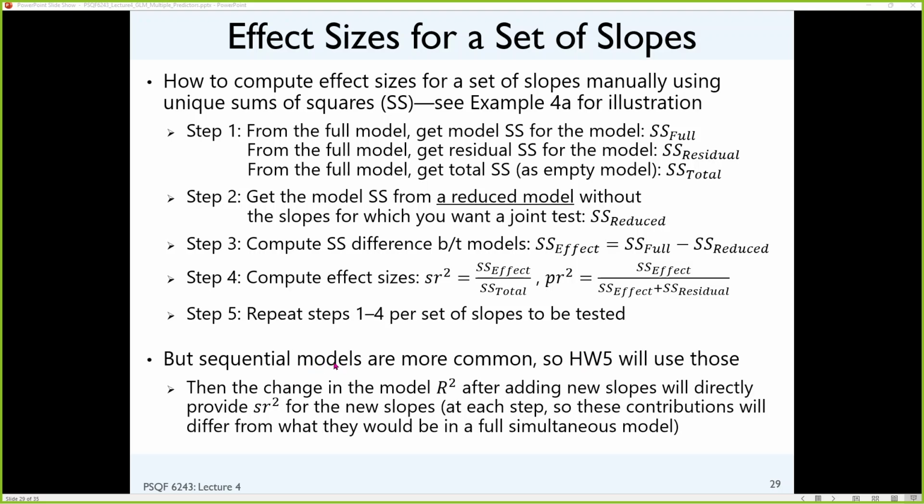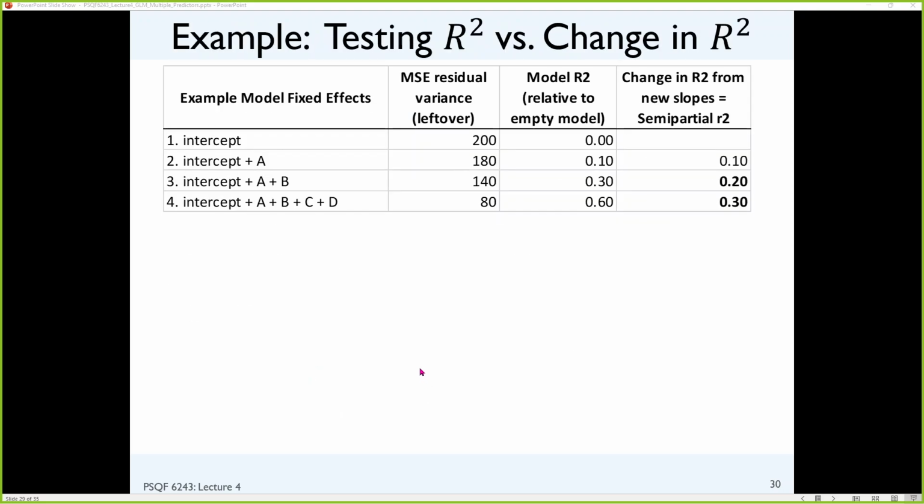However, I'm also taking pity on you, and your next homework 5 over this example will use sequential models, because that is still probably the more common thing people do in practice. So it'll be like, add a predictor, say what happens. Now keep that predictor, add another one, see how much R squared changed. Add another set of predictors, see how much R squared changed. So it's a little bit more straightforward in that case. A little bit.